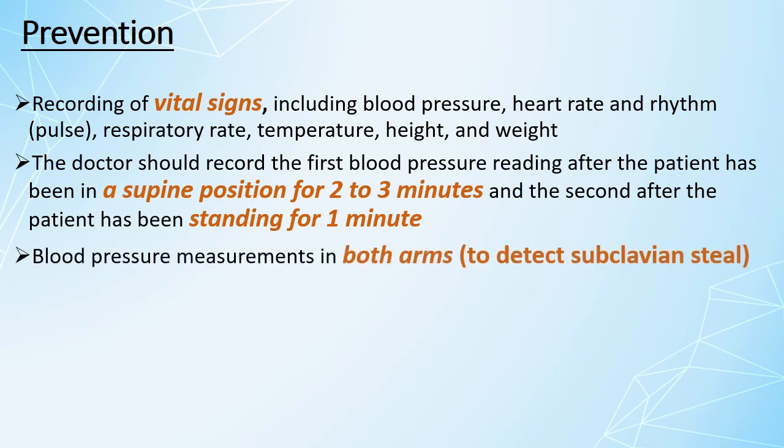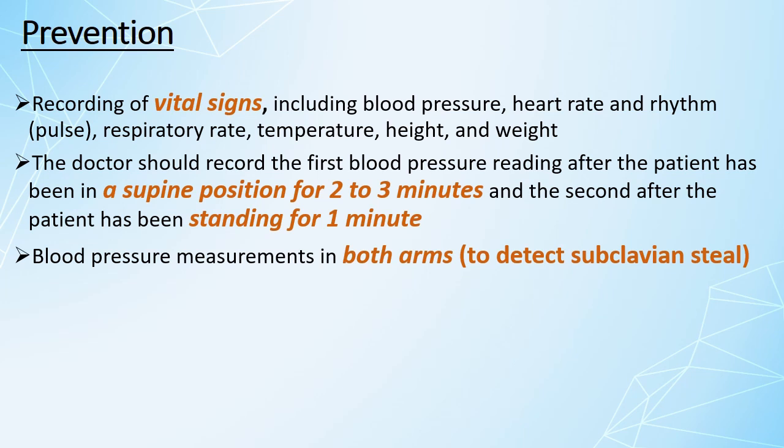And blood pressure measurements should be taken in both the arms to detect subclavian steal. This is very, very important, because what happens, what is subclavian steal? I'll just tell you briefly. There is narrowing or occlusion of the subclavian artery.